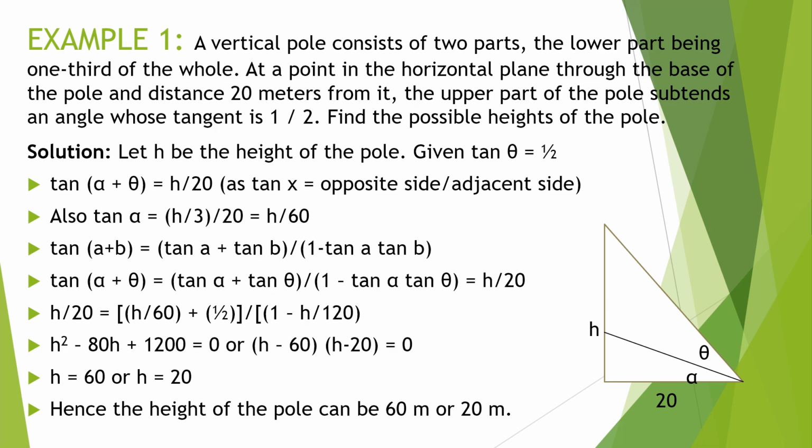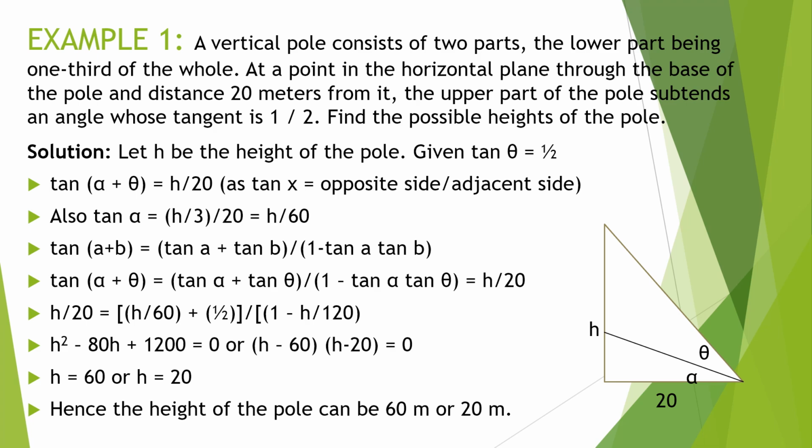Suppose the total height of the pole is h. So the lower part is 1/3, meaning h by 3, and the upper part is 2h by 3. Now it is given that the angle which it makes with the upper part, let that angle be theta. So it is given that tan theta is equal to half. And let the angle which it makes with the lower part be alpha. So what is given? h is the height and tan theta is half. We know that tan theta is opposite side upon adjacent side.